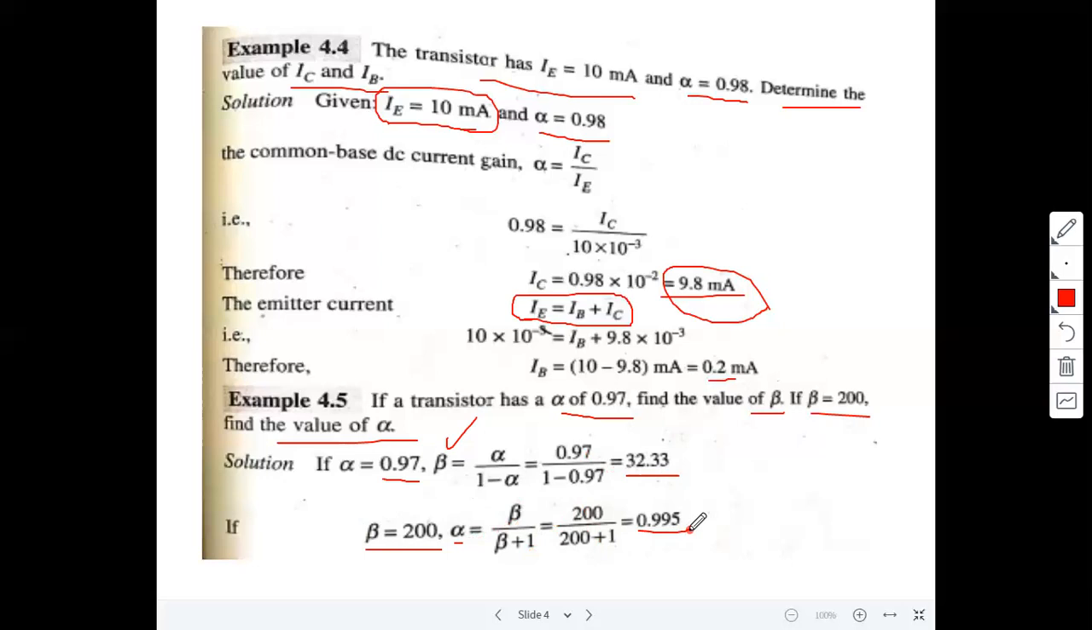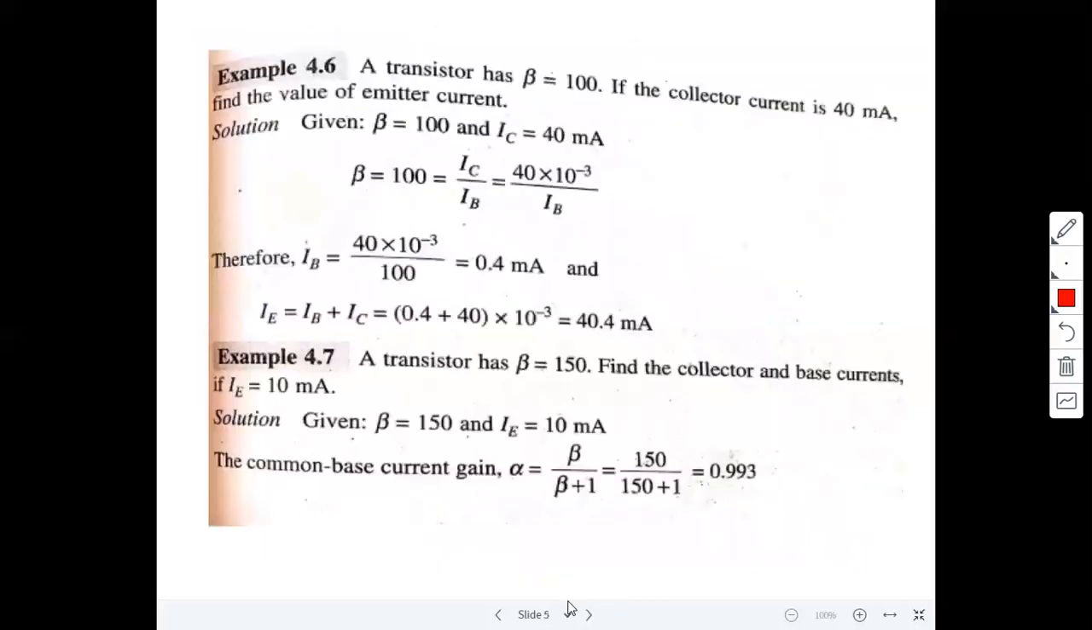Okay, like that you can calculate different current gains once you know one transistor configuration current gain. Given alpha, you know the CB configuration current gain, and from that you can easily calculate beta. Beta means CE configuration current gain. If beta is given, find the alpha. So these are the relations: beta is equal to alpha by 1 minus alpha, alpha is equal to beta by 1 plus beta.